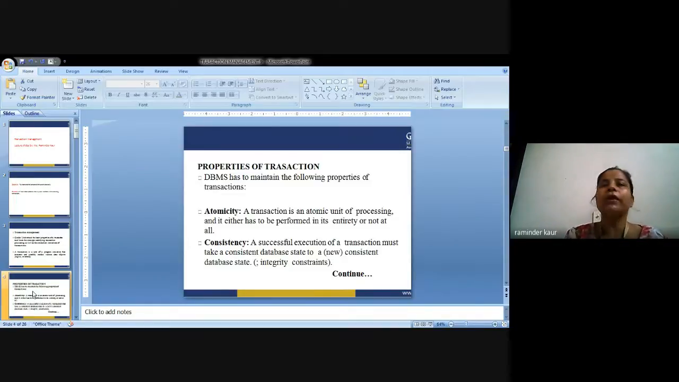For example, if T1 is the transaction that transfers rupees 50 from account A to B, and if T2 is another transaction. Now T1 is transferring rupees 50 from account A to B. T1 is the transaction. There is the account A, and there is the account B. From account A to account B, I am supposed to transfer rupees 50.